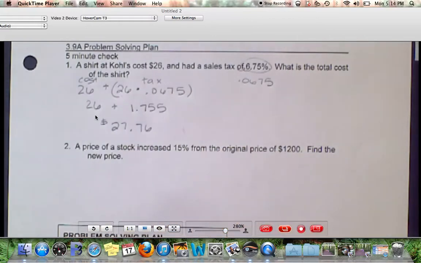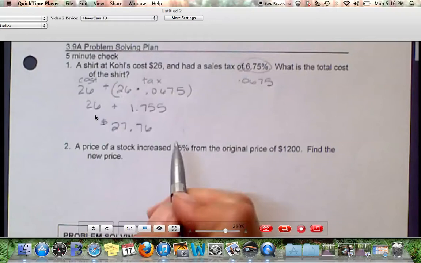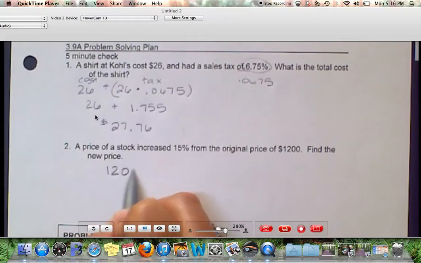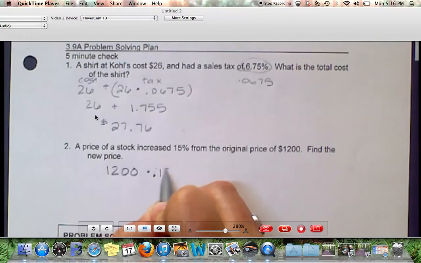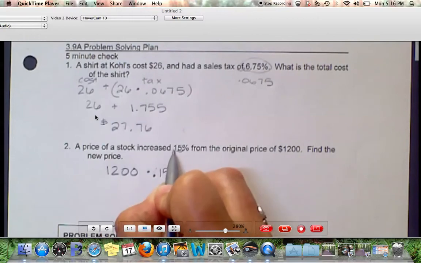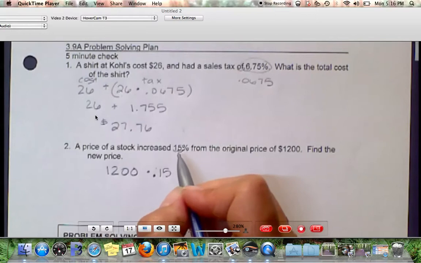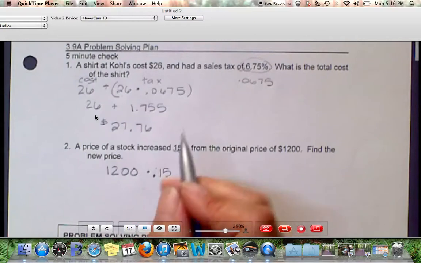Number 2. Pause here if you haven't tried this one yet and give it a shot. A price of a stock increased 15% from the original price of $1,200. Find the new price. So 15%, we're going to take the $1,200 and we need to multiply that times 15%, 0.15. Again, here was where the decimal would be. We move it twice to the left, which would be 0.15.